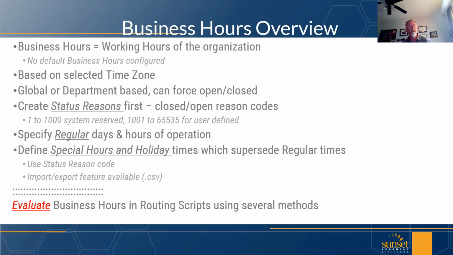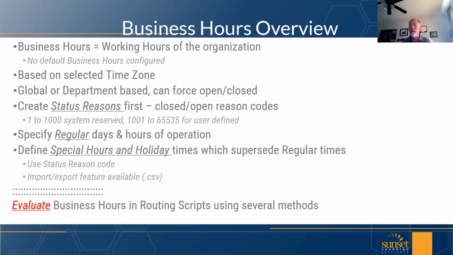So there's some built-in reason codes. The system reserved reason codes we'll show you. And there's some user-defined reason codes you can put in as well. These would all be assumedly reportable over there in the CCE world as well. So we create our status reasons first, right? Why are we open? Why are we closed? Is it a holiday? Is it this, that, or the other thing? A weekend, whatever. And then we specify our regular days and hours of operation.